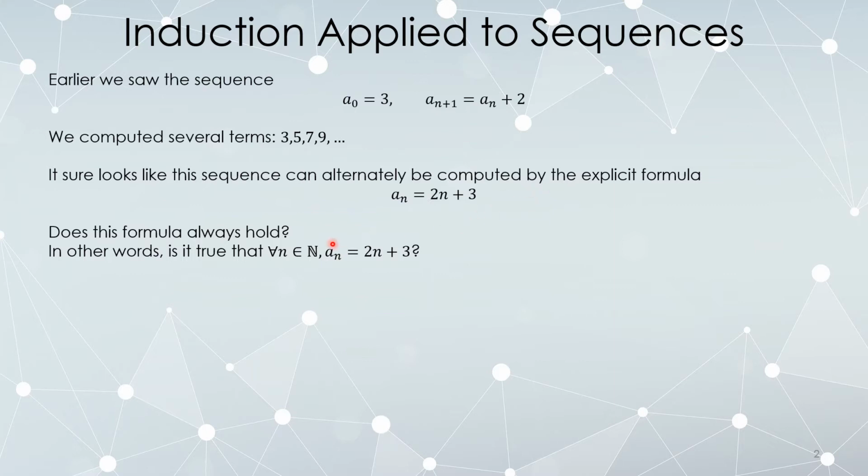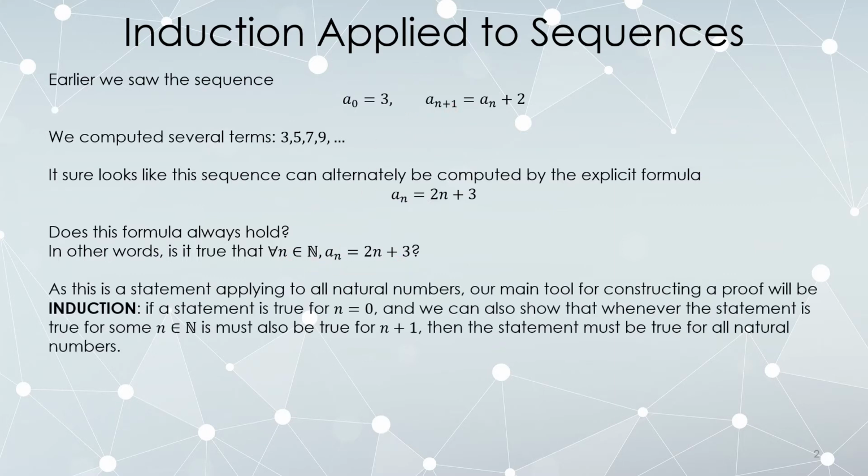We don't actually know that this is true yet because what we were given was this recursive formula, but now we have formulated a statement and we're going to try to verify that it's true. Since this is a statement that applies to all natural numbers, for all n, a sub n equals 2n plus 3, the main tool for doing that proof will be a proof by induction. We want to show that the truth set for this statement is in fact all natural numbers. So what we want to do is to show first the statement is true for n equals 0, that a sub 0 really is 2 times 0 plus 3.